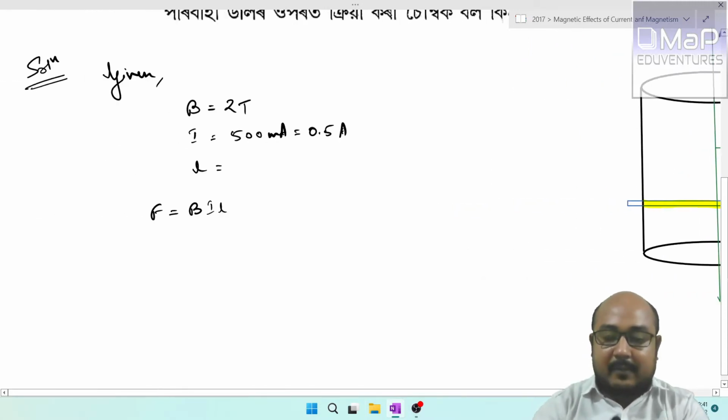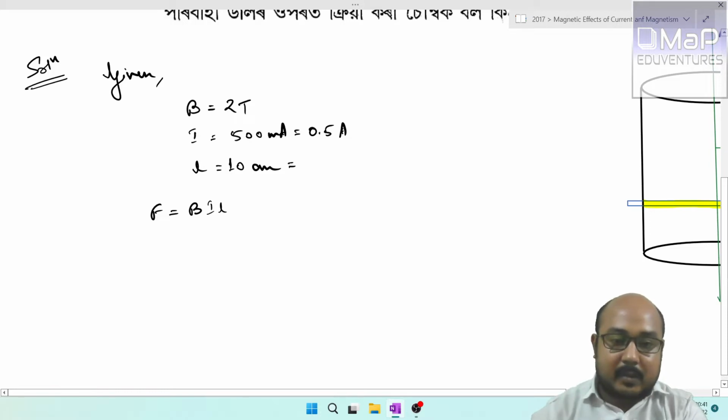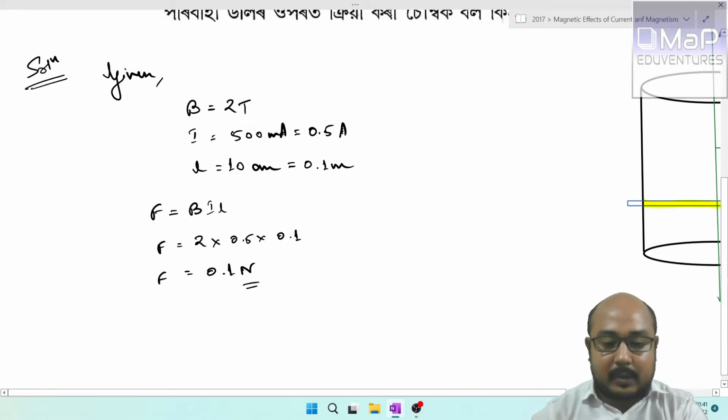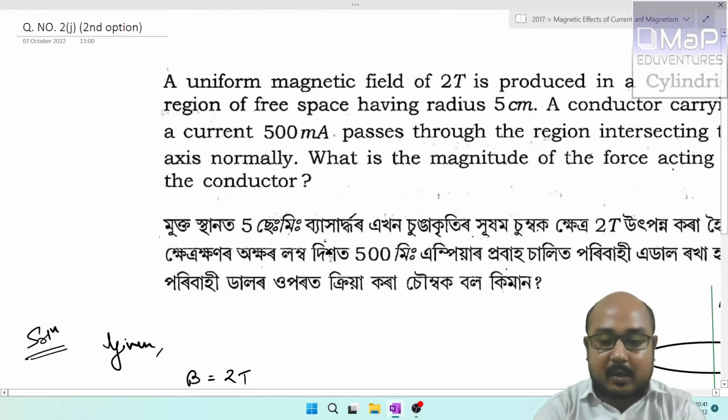So effective length, we have the effective length to be 10 cm, equal to the diameter of the cylinder. So 10 cm, if I express it in SI, becomes 0.1 meter. So I have all the information required, now I just have to substitute. 2 into I equal to 0.5 into L equal to 0.1, what will it come to? This is equal to 0.1 Newton. After calculating, F should be equal to 0.1 Newton. Okay, so this is the answer to question number 2, the second option.